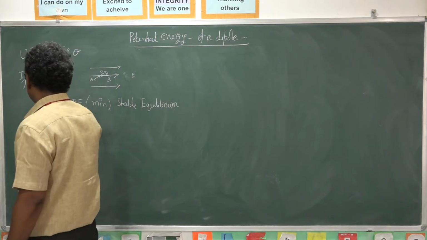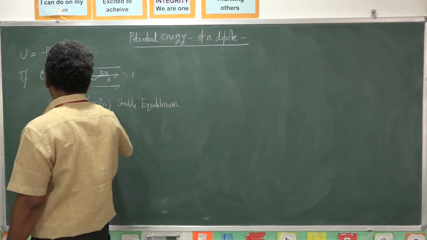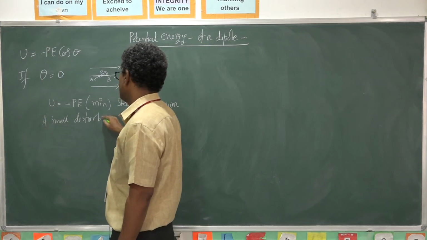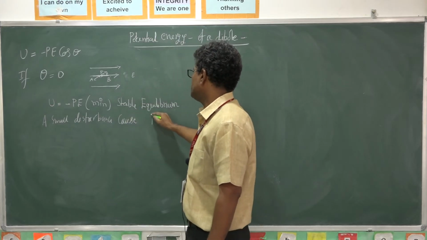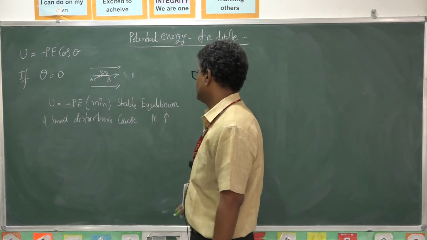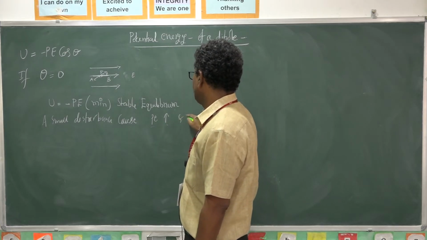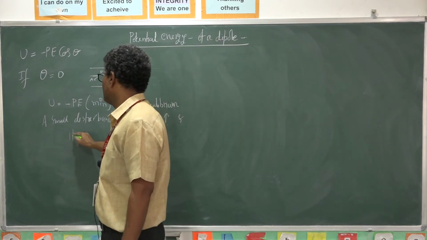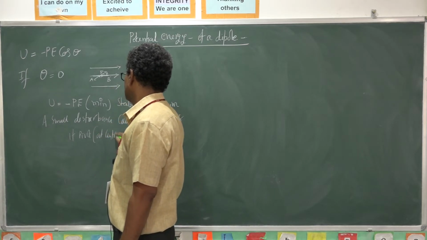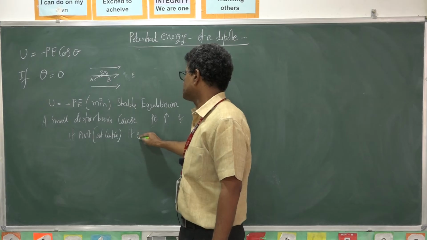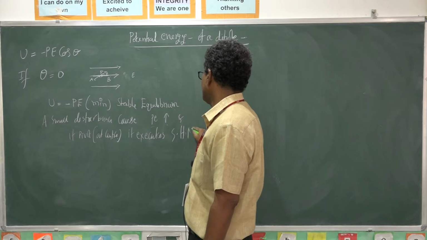So a small disturbance causes potential energy increase, and if it is pivoted at the center, it executes SHM.